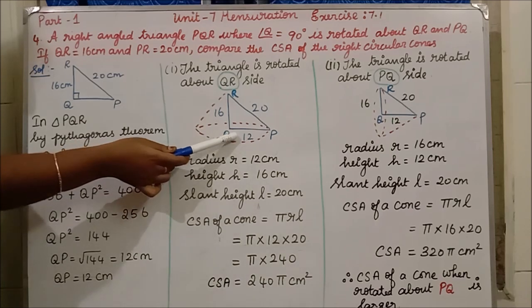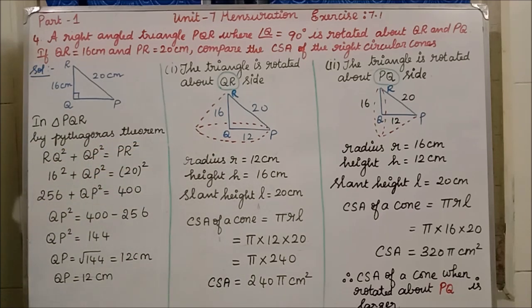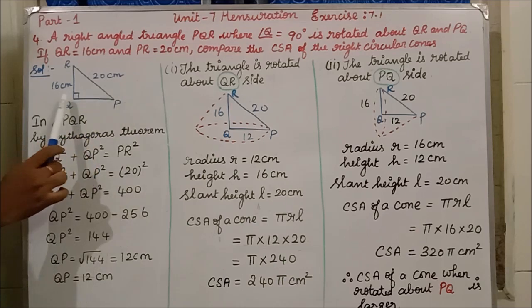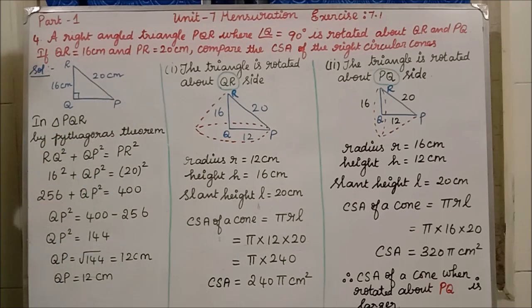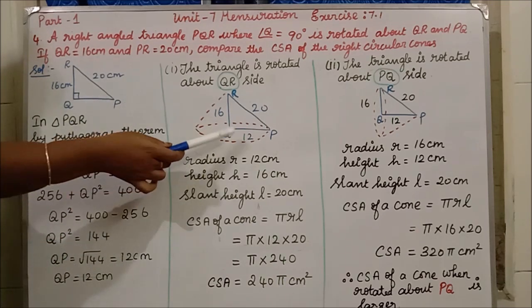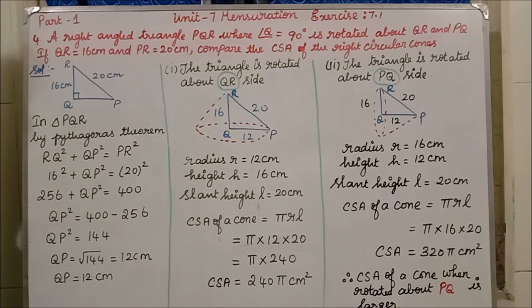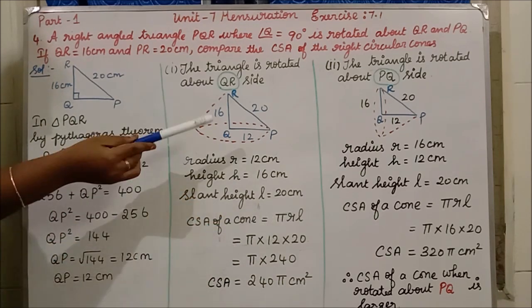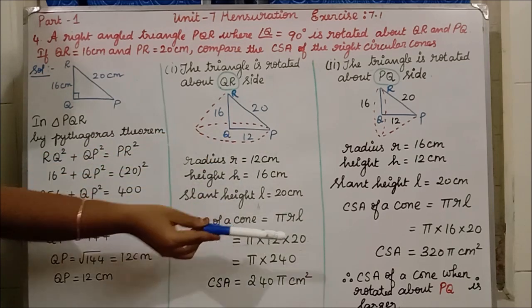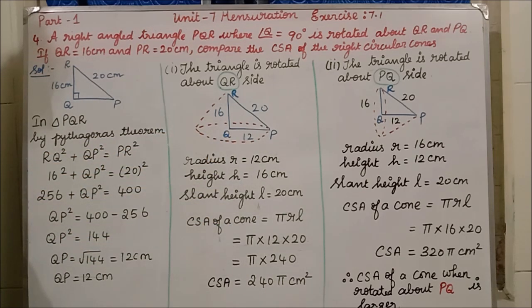For this only we have used the Pythagoras theorem first itself. This radius value we need to know. For that reason we have used the Pythagoras theorem and we have got the radius, now what? 12 centimeter. Here CSA of a cone is pi into R into L. Pi I am keeping as such. Radius is 12, into length. L means what I told you? Slant height. Slant height is 20. Pi into 12 into 20 is 240 pi centimeter square.